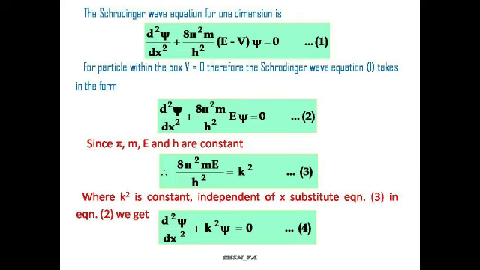The Schrodinger wave equation is ∂²ψ/∂x² + 8π²m/h² (E − V) ψ = 0. So when you apply the condition that the potential energy inside the box is equal to 0, the equation is modified to ∂²ψ/∂x² + 8π²m/h² E ψ = 0. Since π, m, h are constants, we may put this as k². The equation now is ∂²ψ/∂x² + k²ψ = 0.